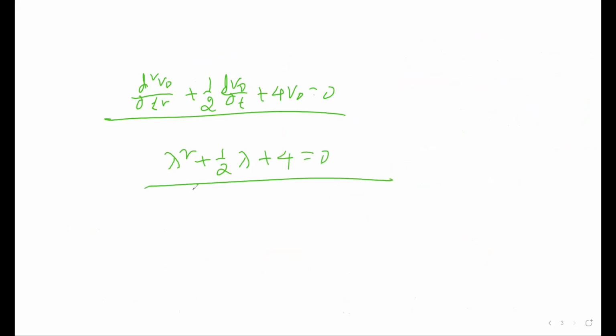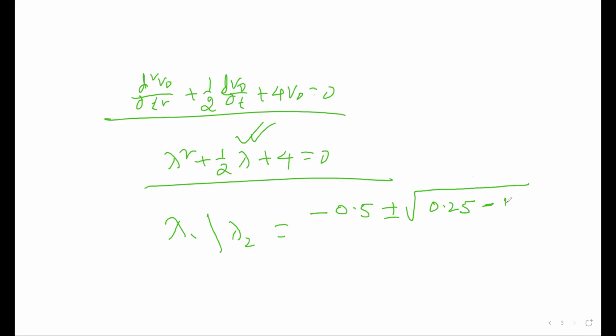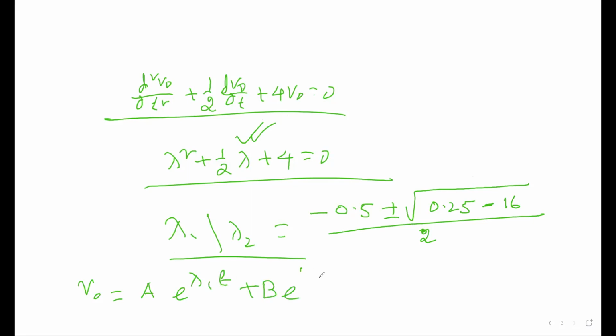Yes, sir. Then you can have your two roots, lambda 1 and lambda 2, equal to what? Minus b plus minus square root of b square minus 4ac, divided by 2a. Is it not the solution? Yes, lambda 1, lambda 2. Then your V0 would be equal to some constant A into e to the power lambda 1 t plus B into e to the power lambda 2 t. You have to find A and B.